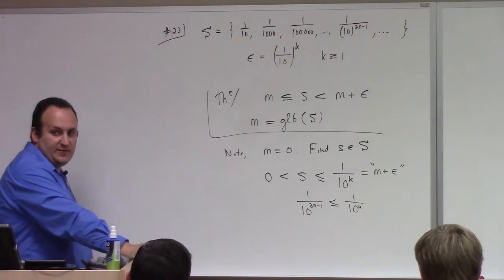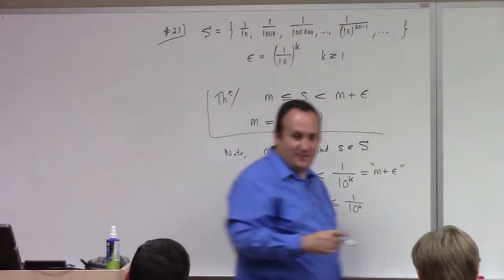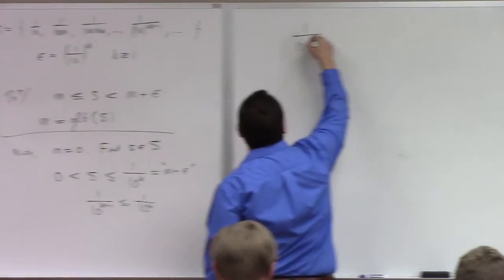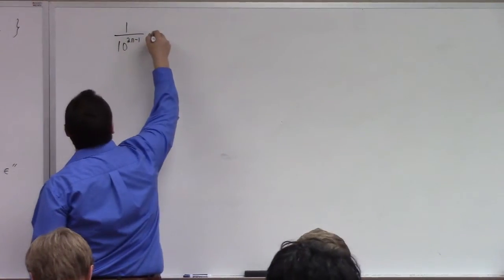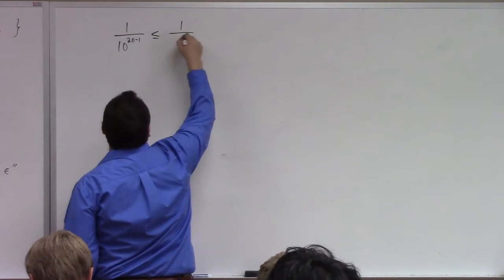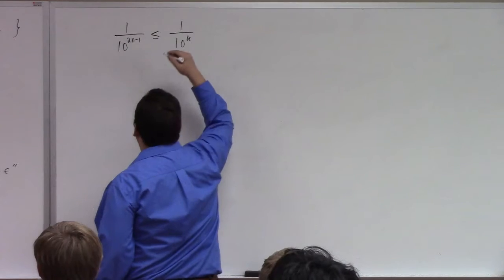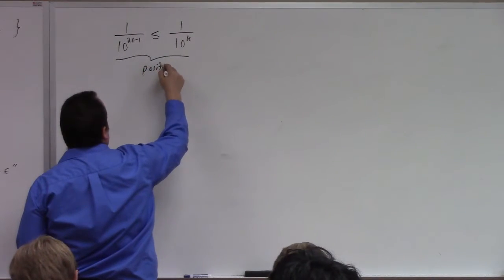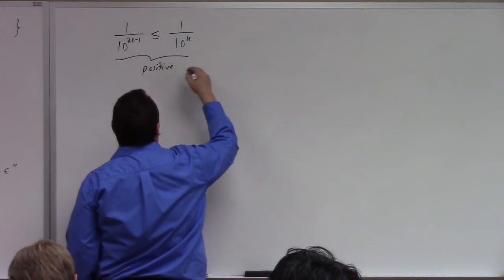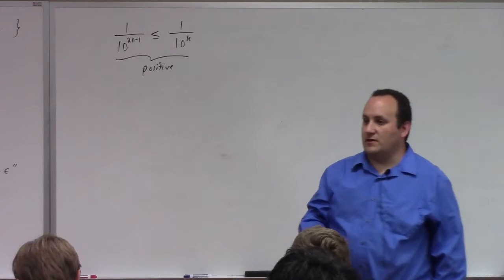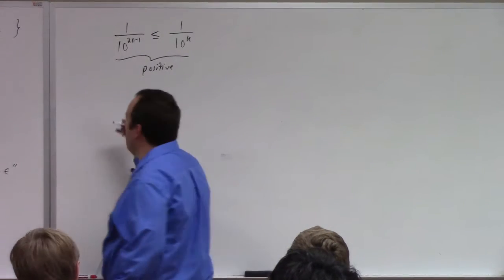This looks like a job for the logarithm. So we have 1/10 to the 2n minus 1, right? Is less than or equal to, we're trying to solve this inequality, 1/10 to the k. And these are positive, right? You know, the log is an increasing function, right? It preserves inequality. So I say take the log of this inequality. What does it give you?